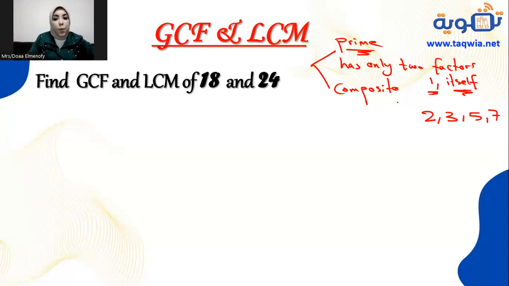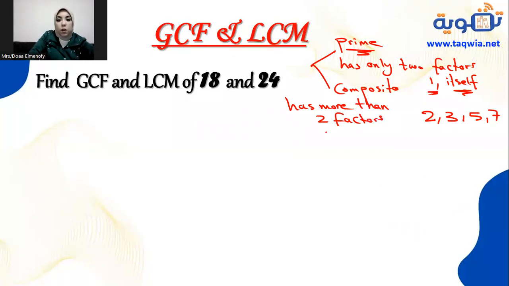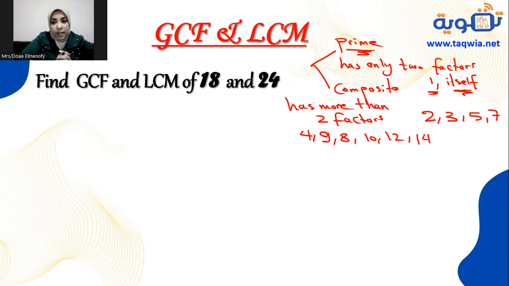But what about the composite number? The composite number, if the number has more than two factors, it's called a composite number, like 4. 4, we have 1 by 4 and 2 by 2. So here, 4 has more than two factors. If we have 9, 8, 10, 12, 14, all of them are composite numbers.